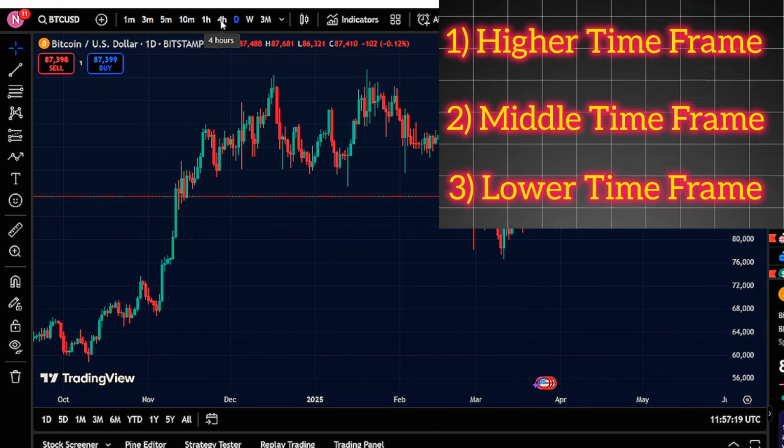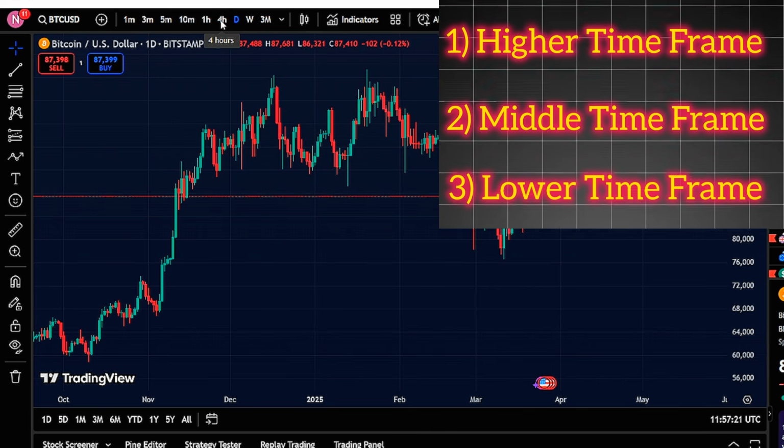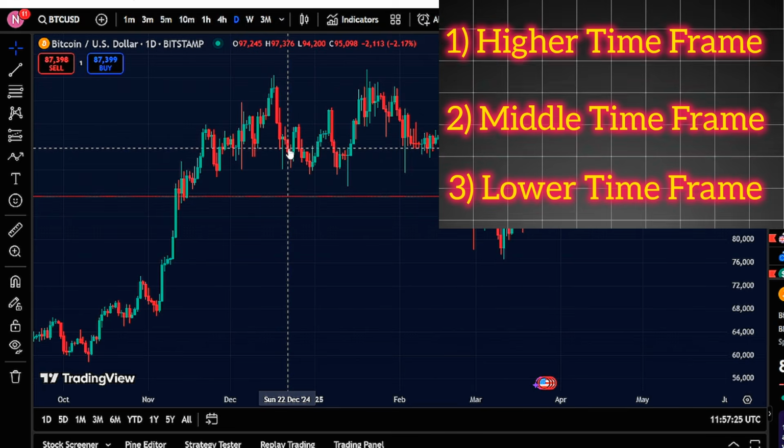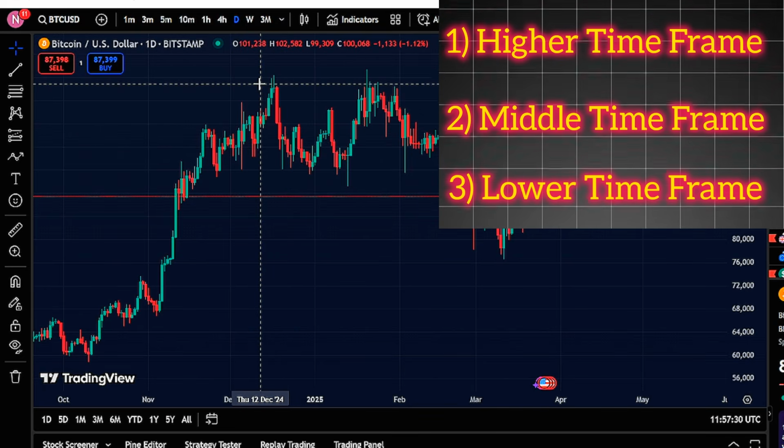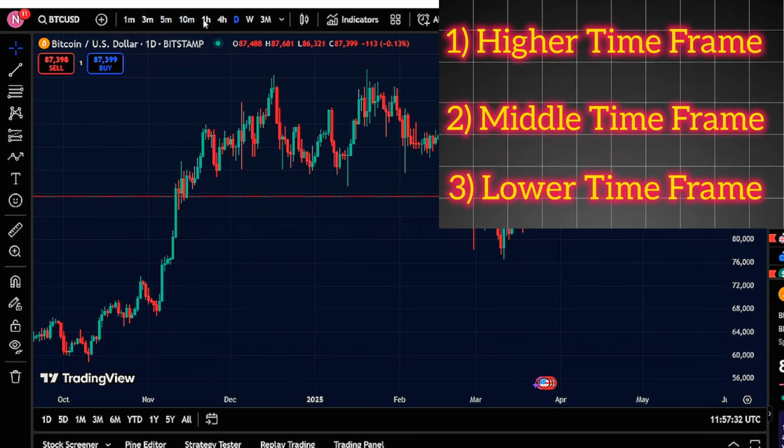Now don't worry, everything might be looking a little bit confusing right now. Just watch closely and don't skip any single part. Now for the third time frame, guys, which is the lower time frame, we are going to be naming it entry, guys, entry, and we'll be looking at 1 hour.